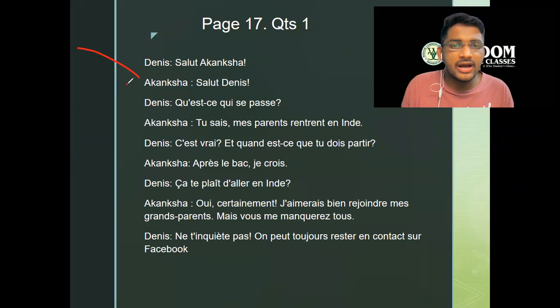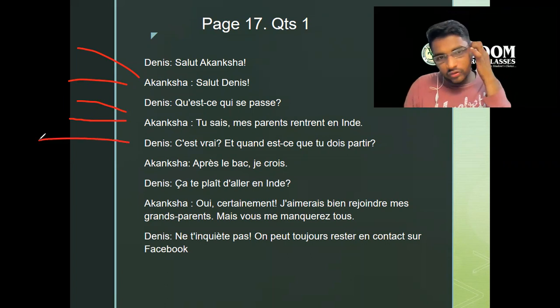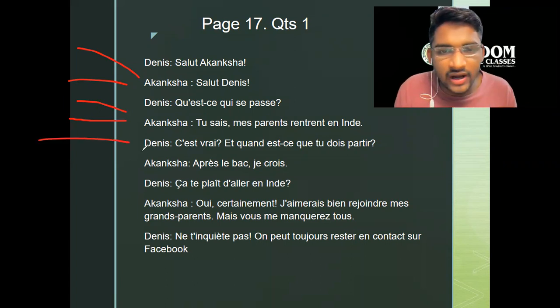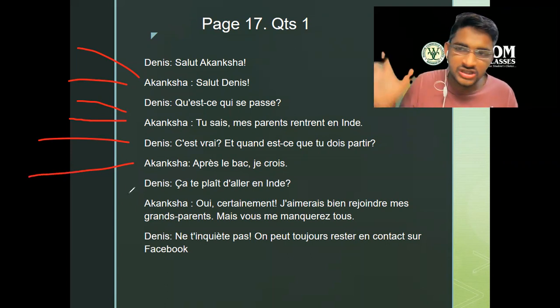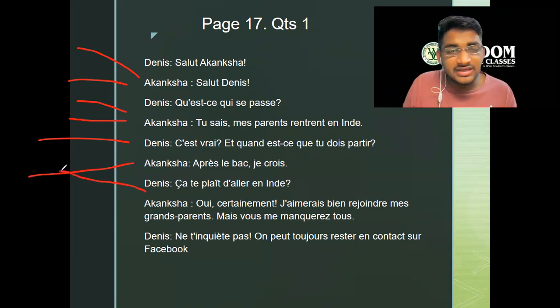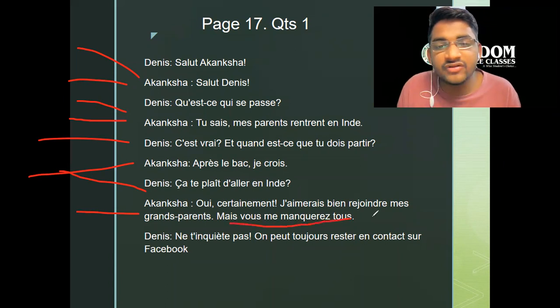Hi Akansha, hi Dennis. What is happening? So Akansha says, my parents are coming back from India. So then it says, is it true? And when is it that you have to leave? So Akansha says, after the Bac, I believe. So after completing 12th standard, Akansha is going back to India. So Janice is asking, does it please you to go to India? Akansha says, yes, certainly. I would like to rejoin my grandparents, but I will miss you all a lot.